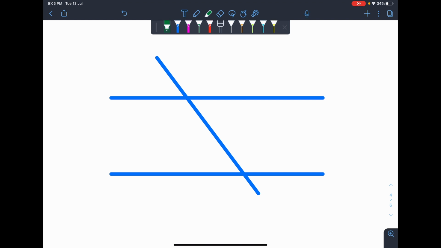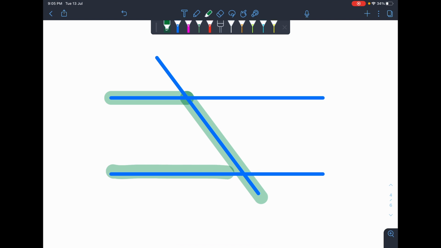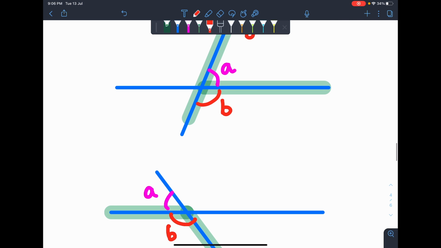So for instance, we can also spot an F over here, and just like before, this angle will be equal to this angle, and the lower angle will be equal to the lower angle over here, and these are called corresponding angles.